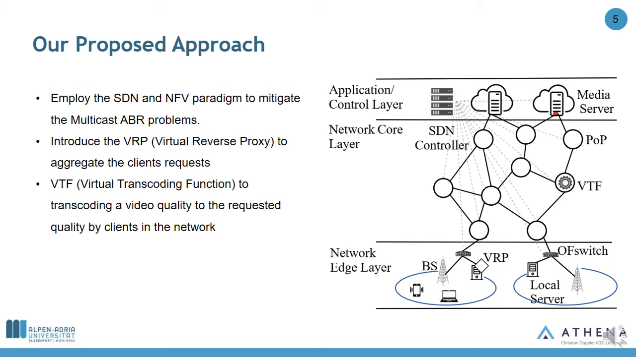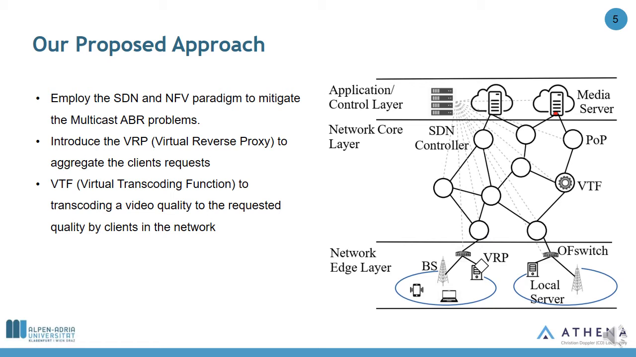We employ two types of VNFs. First, a set of virtual reverse proxy servers (VRPs) that are used at the edge of the network to aggregate the clients' requests and send them to the SDN controller. And second, a set of virtual transcoder functions or VTFs that are hosted by point of presence or POP nodes to achieve a significant reduction in bandwidth consumption.